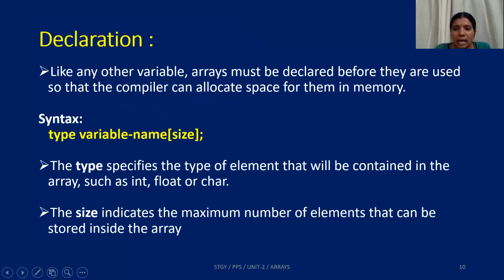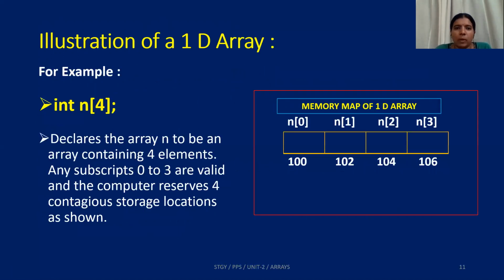So how do you declare an array? Just like any other variable used in our programming which needs to be declared, in the same way arrays also need to be declared and then used. So what's the syntax? Data type, space, variable name or the array name, and in brackets the size. What is size? Size is a constant which indicates the number of elements the array is holding. Let us take an example of an integer array: int n[4], which stands for a collection of 4 integers.